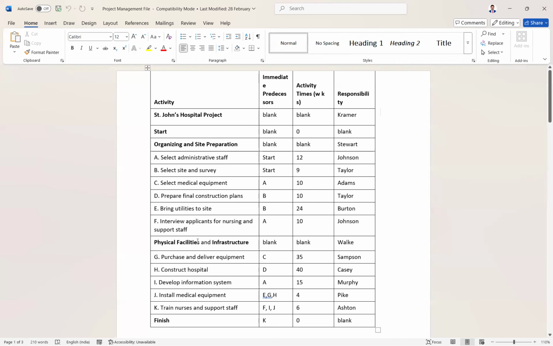So the problem basically looks something like this. They have given us different activities, and they have also given the predecessors. Like if you see activity A, B is said to be the starting activity, and for D, if you see D, B is the predecessor. Responsibility is not something we are bothered with. Activity time is the time required for that particular activity.